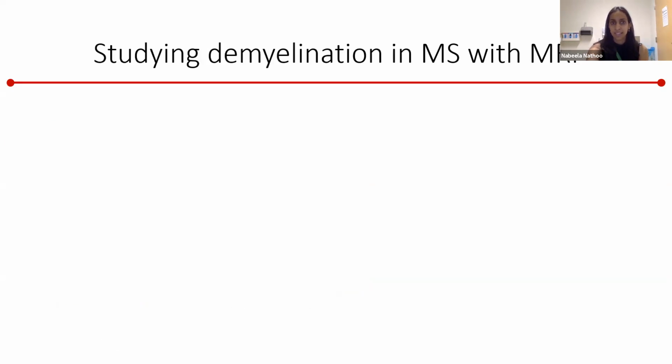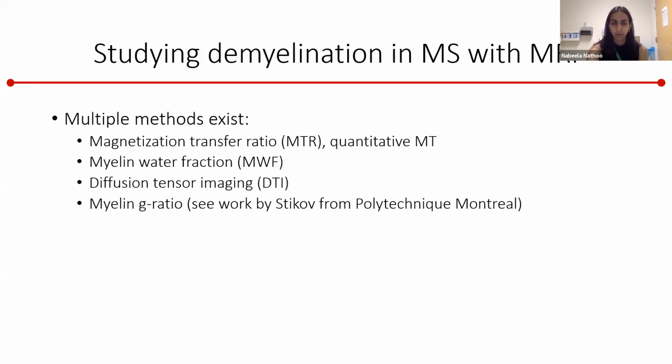So I'm going to spend the least time on demyelination. There are lots of methods, and it is very complicated. And I think if you are somebody who does study myelin in MS with MR, you will be very well acquainted with these. So for the sake of 1, time, and 2, complexity, I'm not going to go into this too much, but there are many methods that exist.